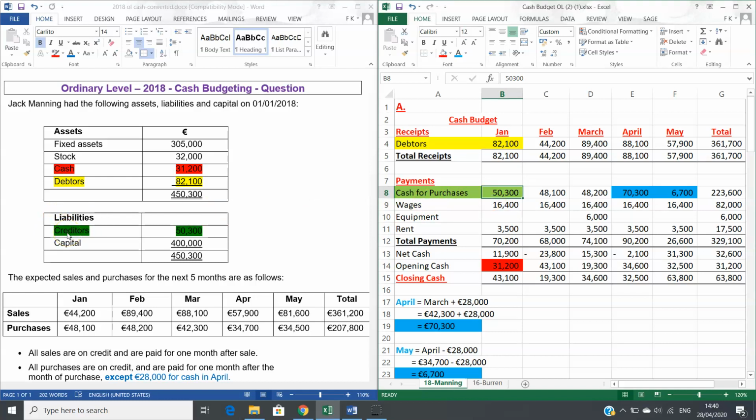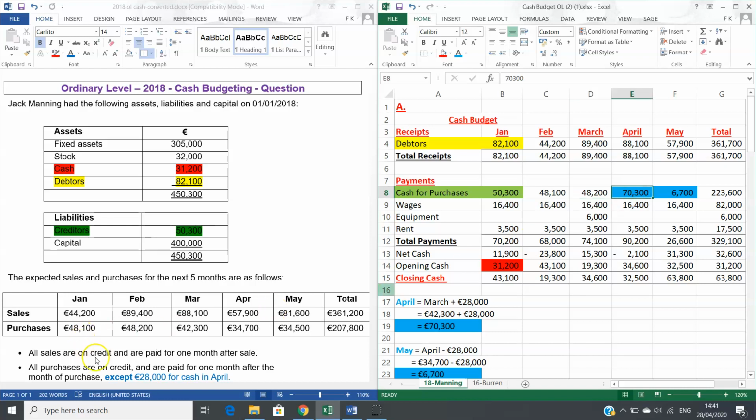Remember, creditors are people who we owe money to. So we bought stuff in December to the value of 50,300. That has to be paid for 1 month later, so that December purchase is going to be paid for in January. That's where I got my 50,300. In order to get February, I look at January. March is 48, got it in February. April is slightly different.